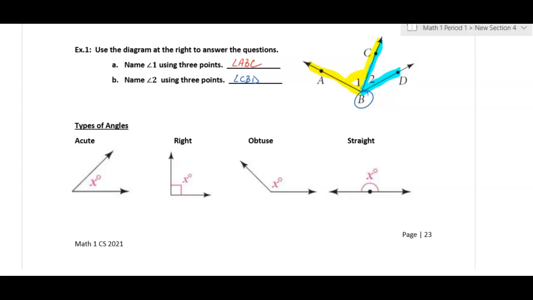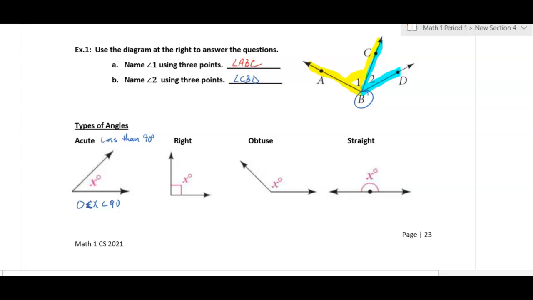So there are a few different types of angles that you guys will learn. The first one is an acute angle. And this is an angle whose measure is less than 90 degrees. So we basically say x can be greater than 0 or less than 90 degrees. So it's between 0 and 90 degrees.